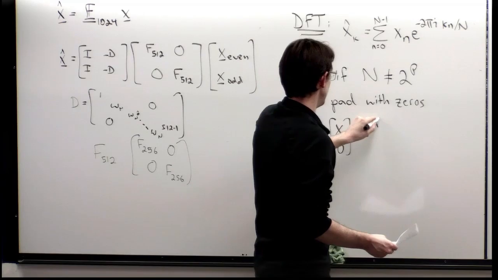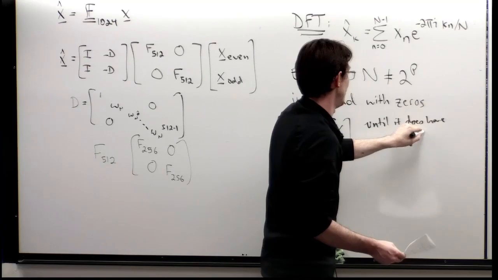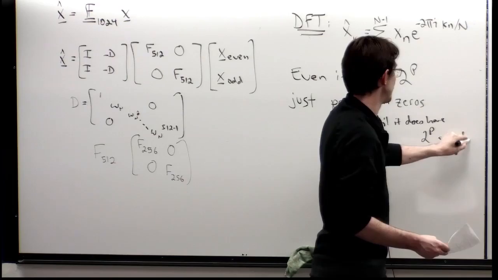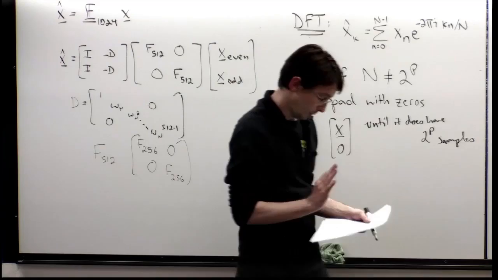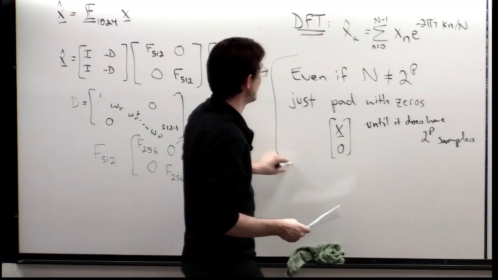until it does have 2 to the p samples. And it turns out that even making your vector bigger, as long as you make it a power of 2, will make this much, much, much more efficient to solve. Okay, so this is the basic idea of the fast Fourier transform.